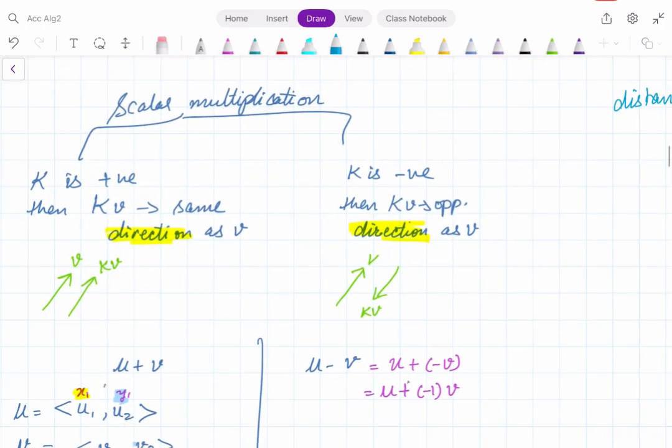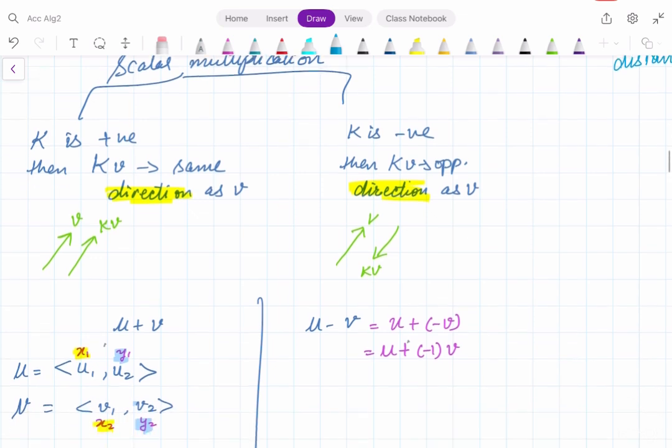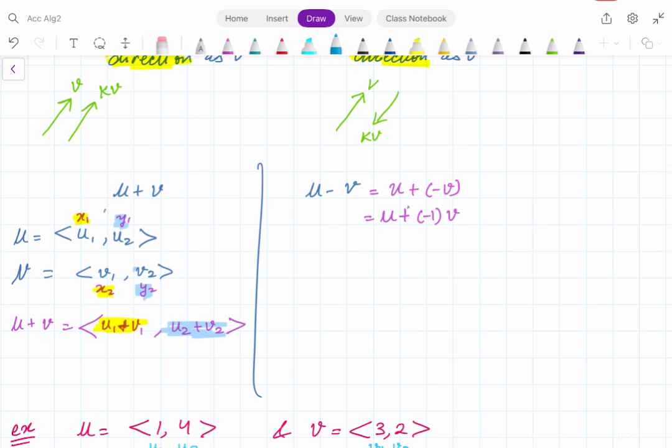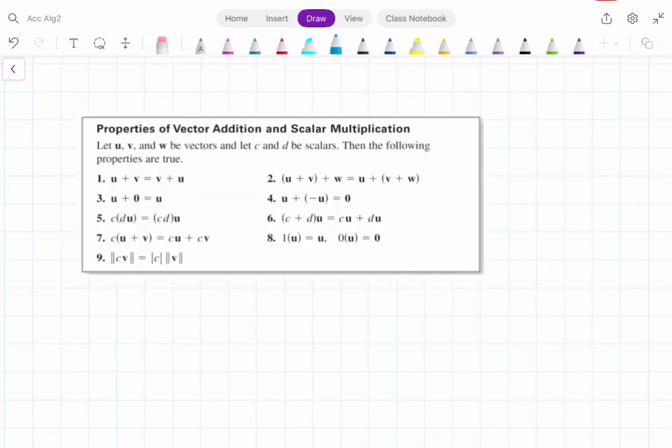then followed by y. Now you have learned about the scalar multiplication in geometry, the dilation when you did the scalar multiplication. So when k is positive, the direction will be the same. When k is negative, then the direction will be opposite. So when we say u plus v, we are just adding the x components together, add x and then add y. When we say u minus v, we are subtracting it. So these are the properties of the vectors addition and the scalar multiplication.